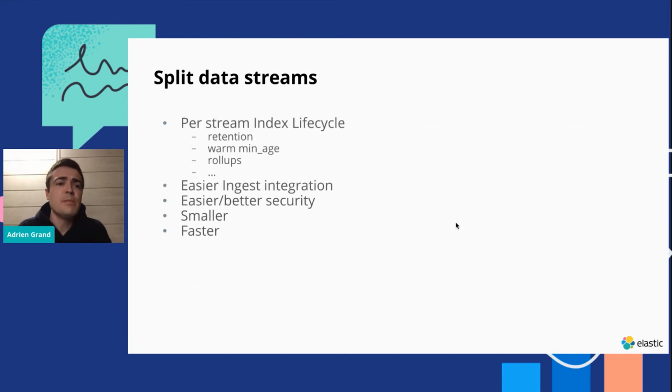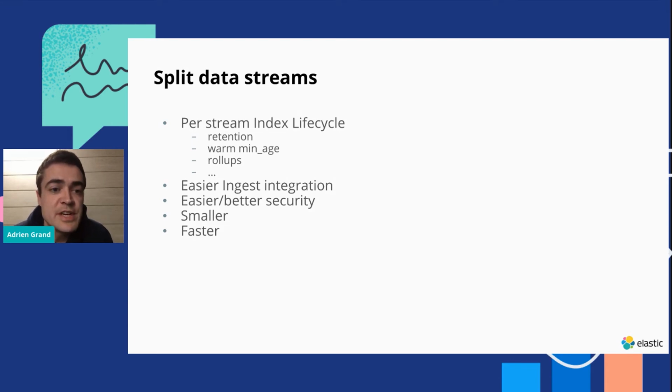So that's about the technical part. Now let's talk about the convention. Before, like Nicolas described, we used to have one set of indices for logs, the Filebeat-star indices, and one set of indices for metrics, Metricbeat-star indices. And this has a number of issues that we'll dig into later.